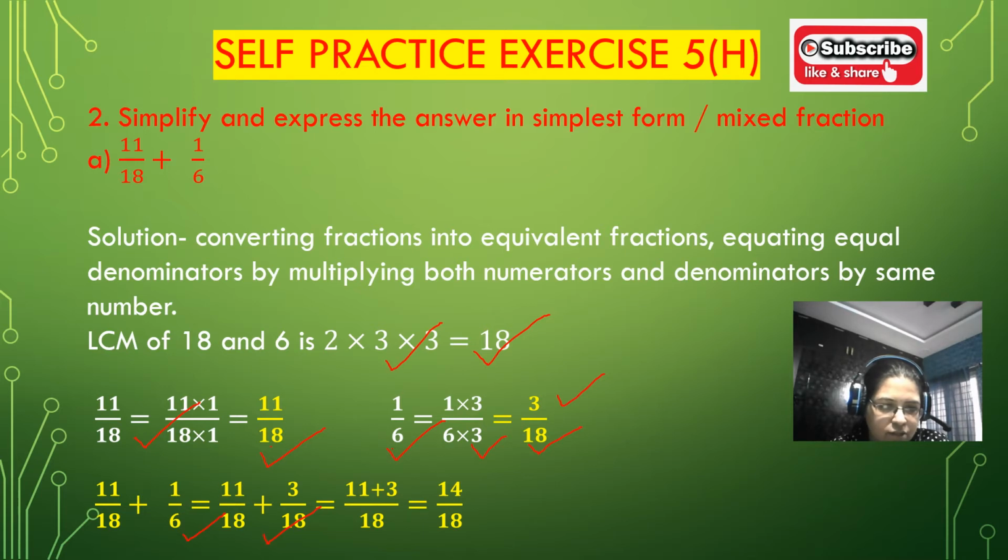So add these two fractions, 11 divided by 18 plus 3 divided by 18. Denominators are equal, 18, so just add the numerators only. 11 plus 3 is 14 and the denominator is 18. So we get 14 divided by 18. So 11 divided by 18 plus 1 divided by 6 is equal to 14 divided by 18.